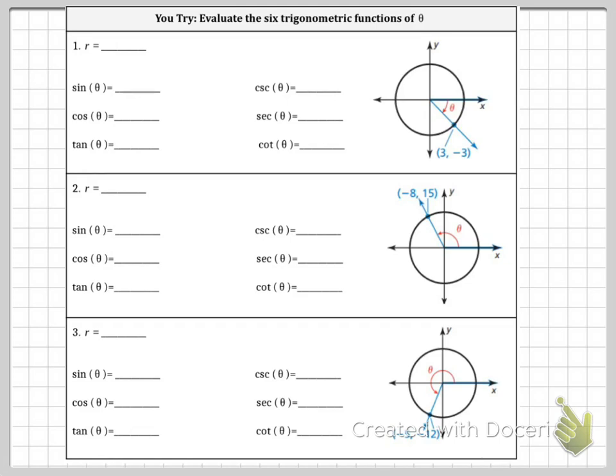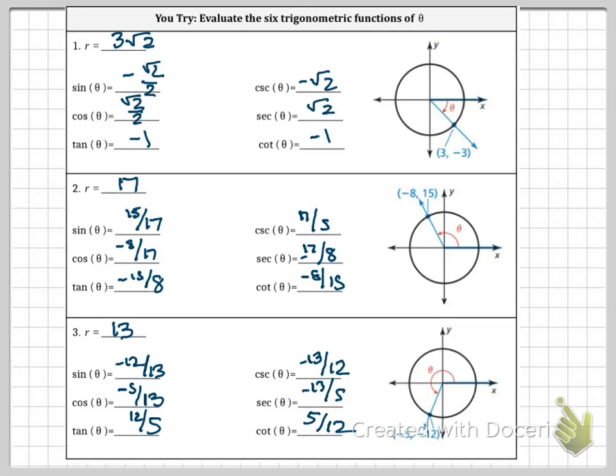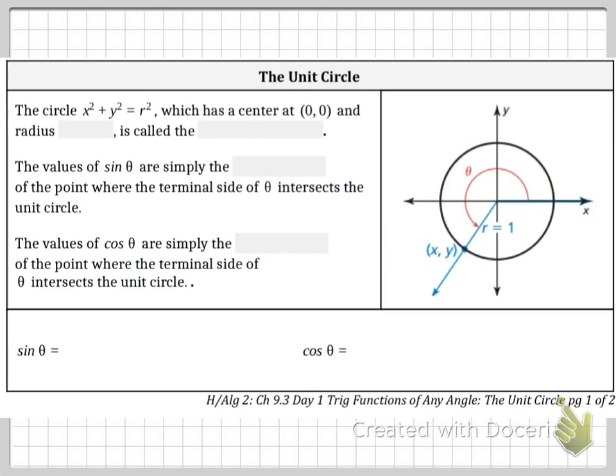So you tried this out. These would be the answers. Number 1, the radius is 3 root 2, and then make sure you rationalize the denominator. Make sure you're looking at the positives and negatives. Number 2 is 17. Number 3 is 13 for the radius. So let's take a look at one more example.